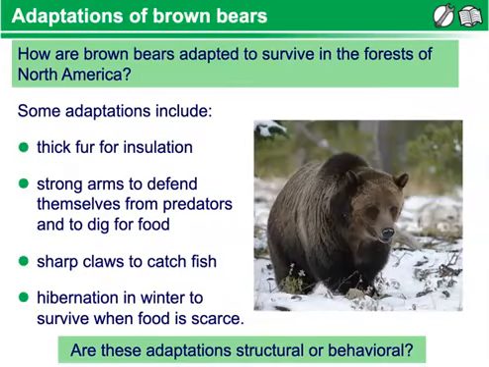Adaptations of brown bears. So how are brown bears adapted to survival in the forests of North America? Some of their adaptations include thick fur for insulation, strong arms to defend themselves from other predators or to dig for food in their environment. They have claws that allow them to easily catch fish. And they also hibernate during the winter to survive when food is scarce.